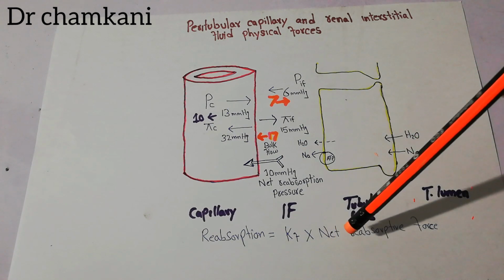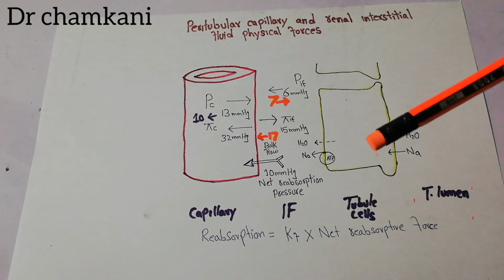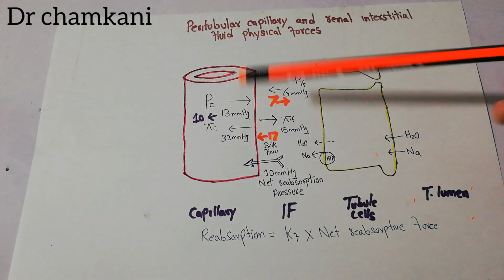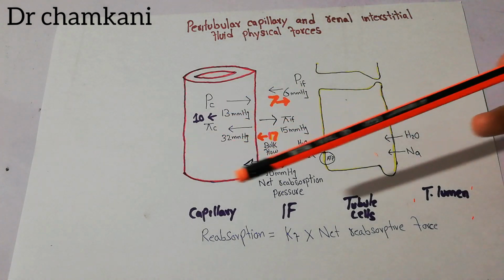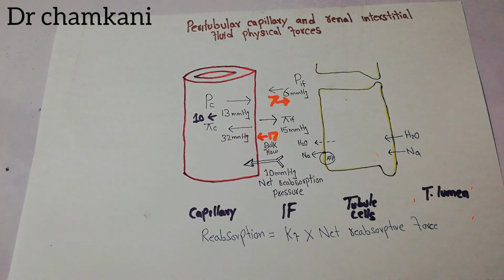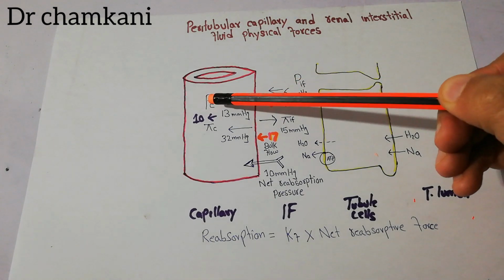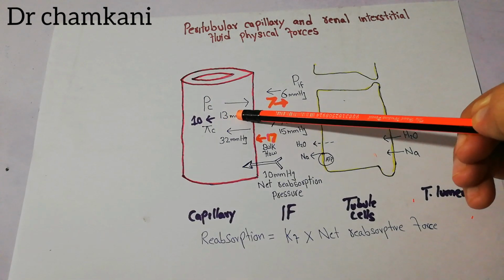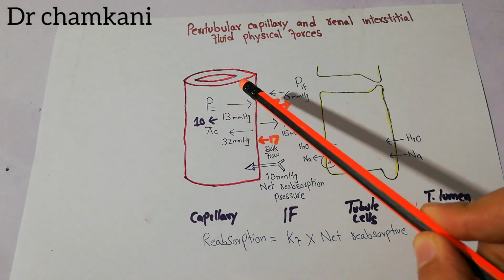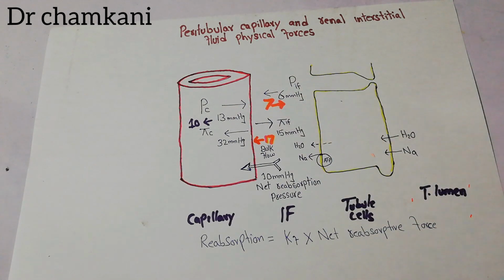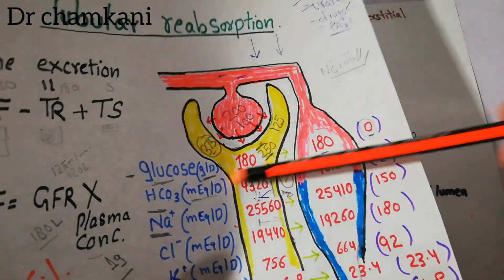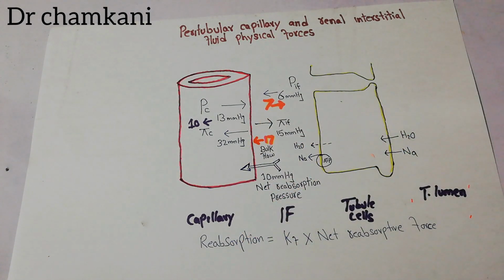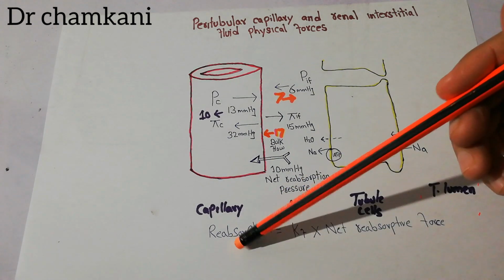Now, from where comes the net reabsorptive force? The net reabsorptive force is basically the net force of four different forces that are acting in different directions. So in the peritubular capillary, we have the peritubular capillary hydrostatic pressure, and the value of this pressure is 13 millimeter of mercury. This force is pushing the fluid out of the peritubular capillaries into the interstitium. In a way, this force is opposing the reabsorption process. Now this is one factor which influences the reabsorption process.